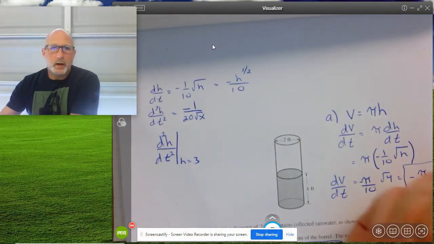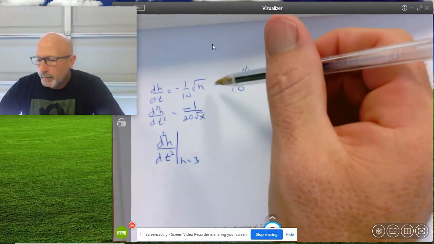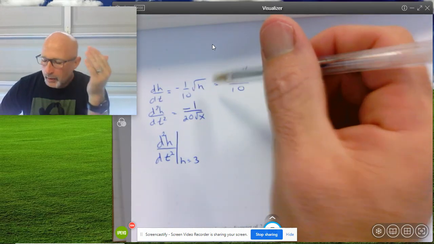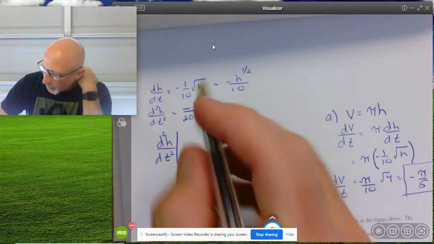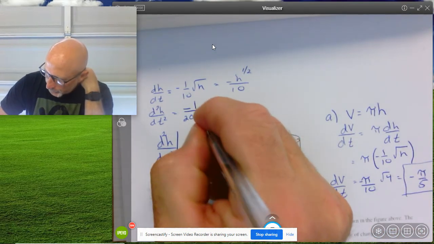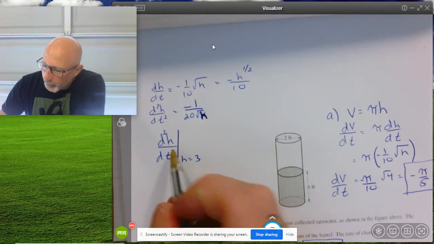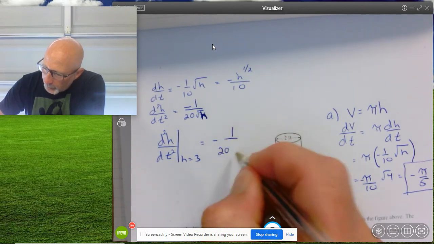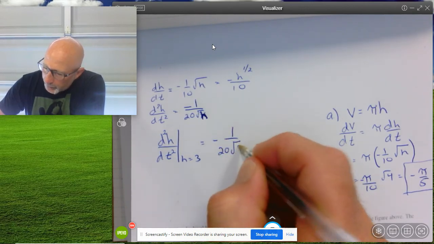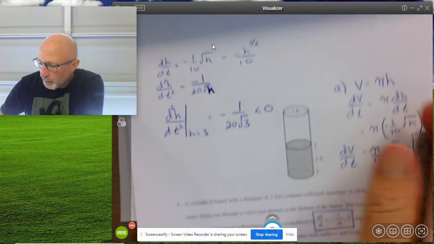Okay, we always talk about the importance of knowing just what the derivative of the square root function is. Remember, it's 1 over 2 root that thing. So 1 over 2 root that thing, 2 times the 10 gives you the 20, and then you have roots. This should be an h here. Okay, so all I need to know is what is this going to be? So I have negative 1 all over 20 times the square root of 3, and that is a value that's less than 0. So what does that mean?